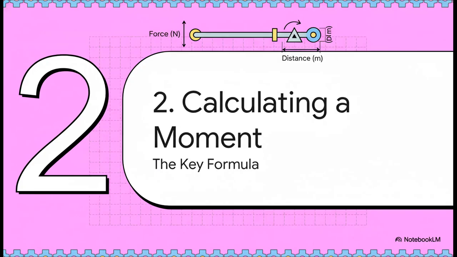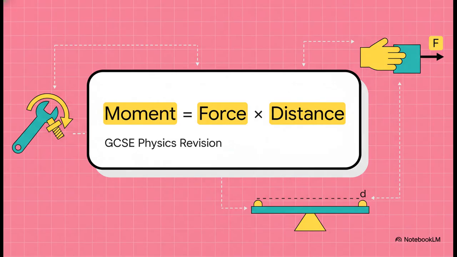Okay, so you've got the definition down. Awesome. But in physics, we love to put numbers on things, right? And your exam is definitely going to ask you to calculate the size of a moment. The good news? There's a really neat formula for it. And here it is. This is one to commit to memory. The moment of a force is simply the force multiplied by the distance from the pivot. M equals F times D. It's clean, it's simple, and it's incredibly useful.